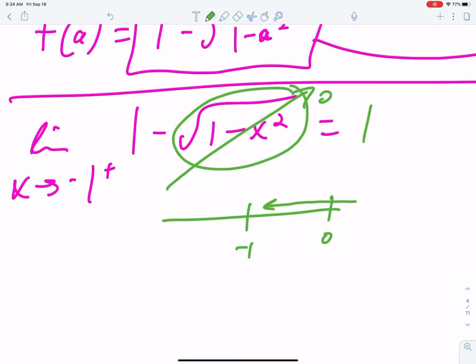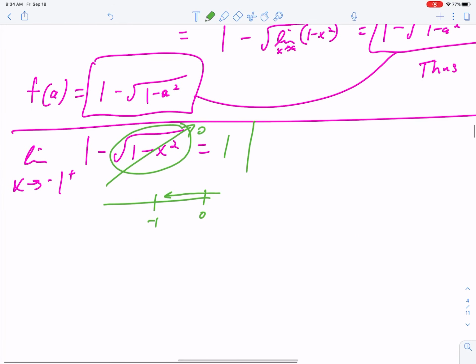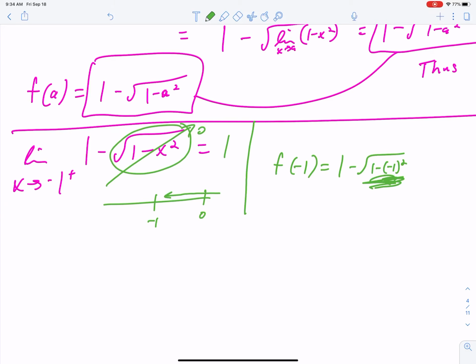Okay? All right, and then we check the function value. So what is f of negative 1? Well, we actually just kind of talked about that. We'll show the work, but 1 minus negative 1 squared. Well, that's a positive 1. 1 minus 1 is 0. Square root of 0 is 0, right? All right, so again, this equals 1.